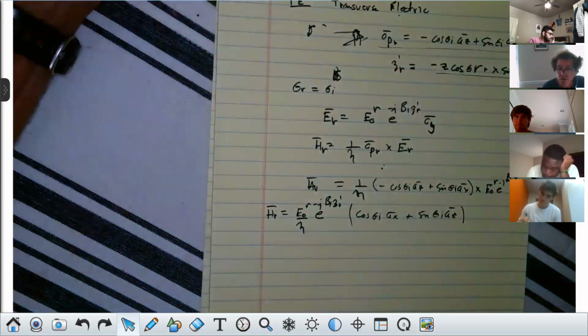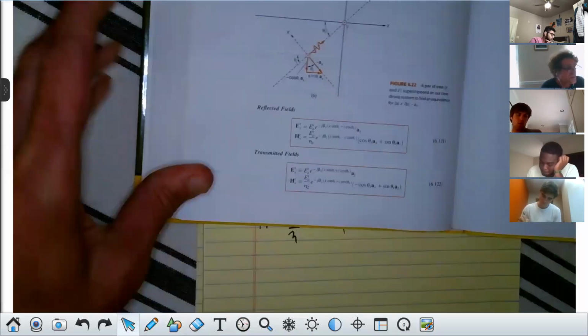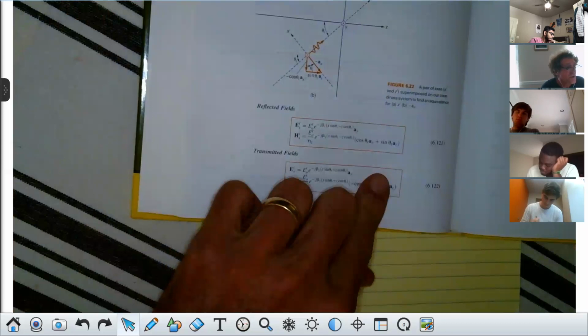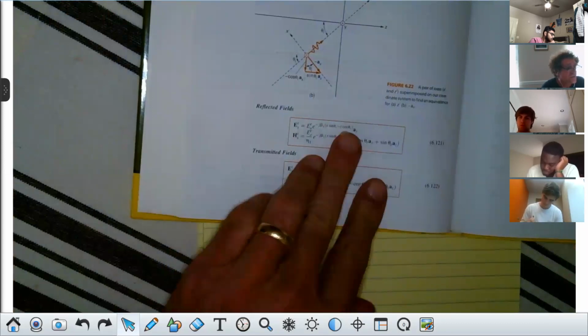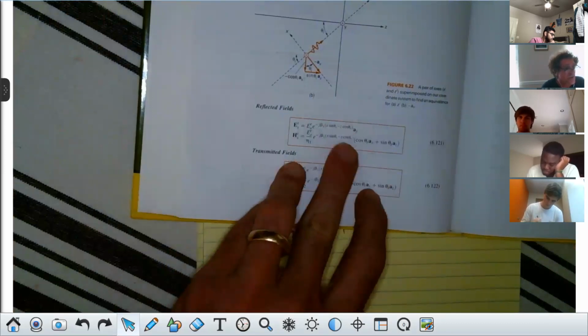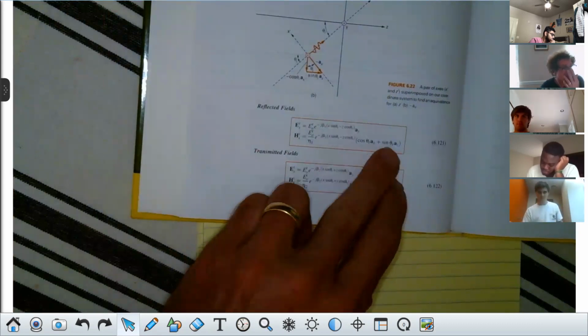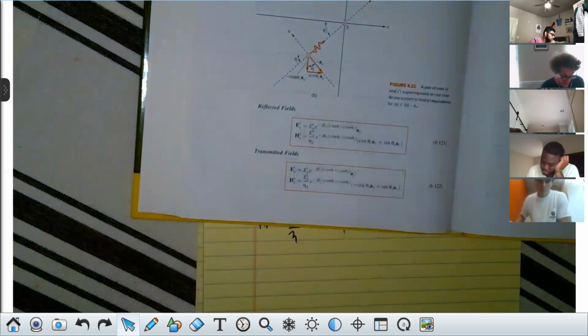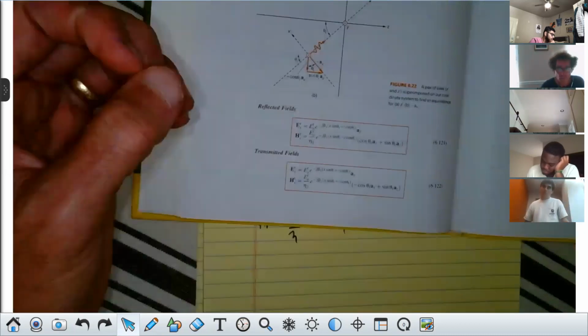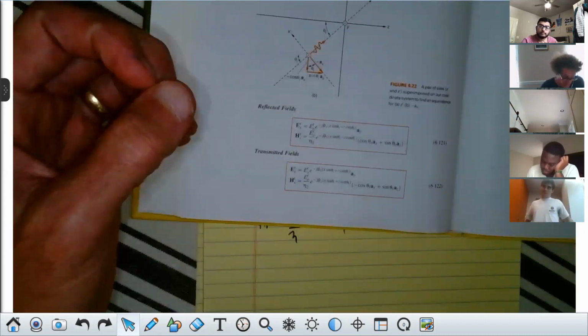And that's what he shows you. If you're writing this along with me, that's what he shows you right here in 6.121. But he includes the actual vectors right there. And you'll notice the sense, the polarization, it has both positive x and positive z. Can you all see that? You all see what I'm talking about right there?